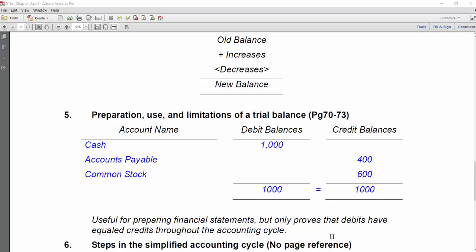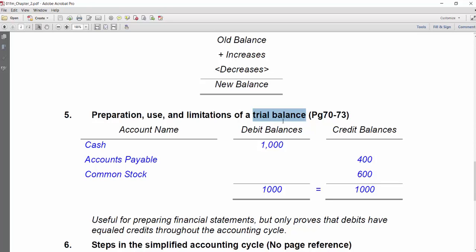First of all, we want to make sure that you understand that the only time a trial balance proves with absolute certainty that you've done pretty much everything correctly is if you have an answer for a trial balance, which you don't have in real life. So in real life, when you get a trial balance that balances, the only assurance that you can actually get from that is that debits have equaled credits throughout the accounting cycle.